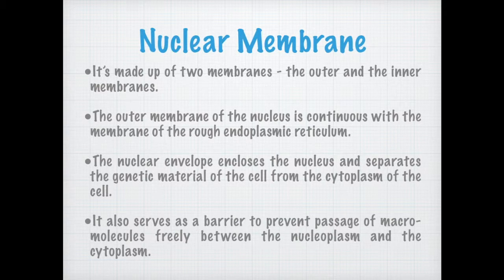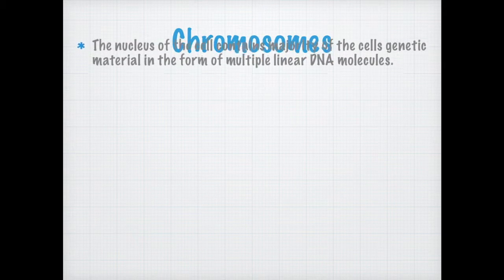The nuclear envelope encloses the nucleus and separates the genetic material of the cell from the cytoplasm of the cell. So the nuclear envelope is the nuclear membrane. The nuclear membrane basically separates the genetic material of the cell from the cytoplasm, and it also acts as a barrier to prevent passage of micromolecules freely between the nucleoplasm and the cytoplasm. So it prevents the movement of micromolecules from the nucleus to the cytoplasm and vice versa. It only allows the important macromolecules to move from the nucleus to the cytoplasm.